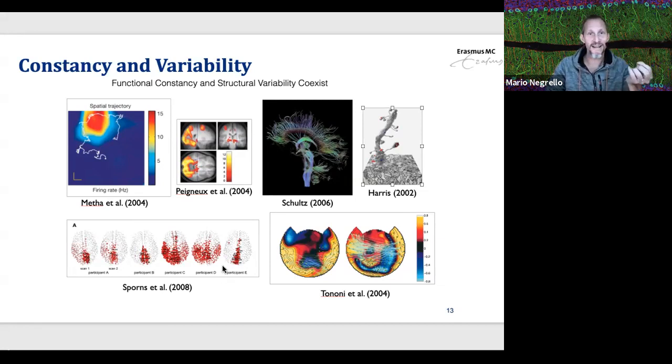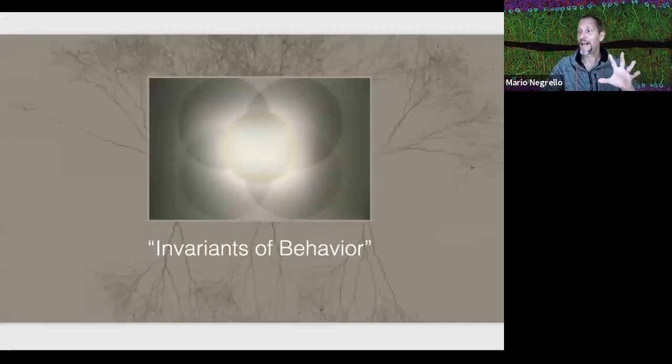In Sporns 2008, they measured hub capacity from different brains. And so these are different hub-like cells from diffusion tensor imaging. And in Tononi, they were measuring neural correlates of consciousness as coherence from EEG. So, invariance of behavior: the idea that you have something you measure that relates to something specific.